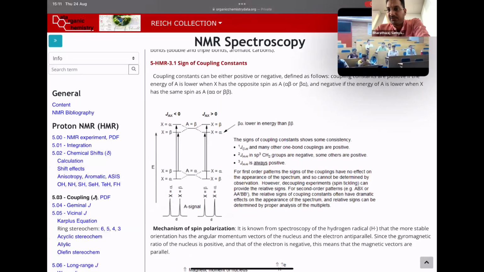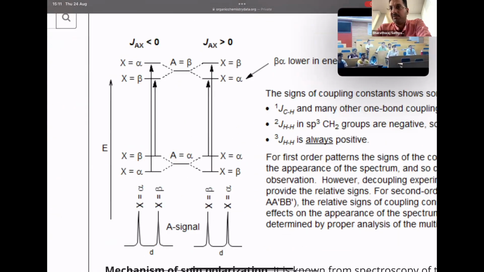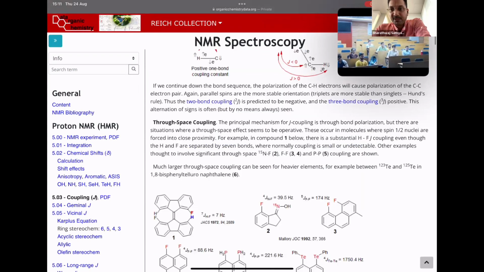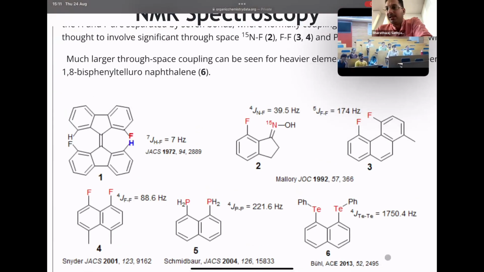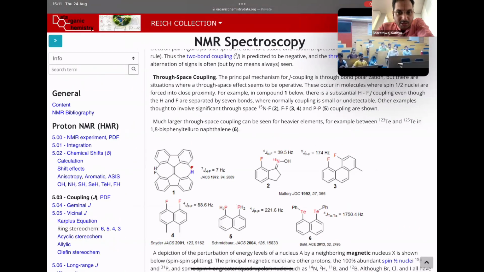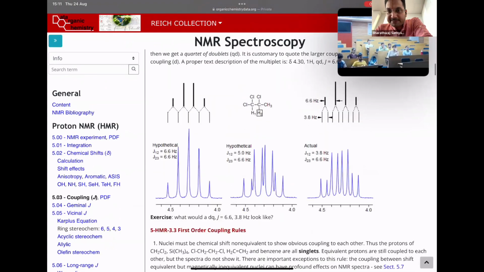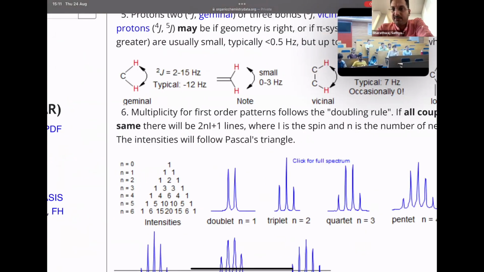So this is an example. If you take a look at it, this is a simple AX system that we solved. I hope you guys remember, for an AX system, A comes up as a doublet, X comes up as a doublet. That's the example we are seeing here. Here, they're just trying to show the magnitudes of scalar coupling for multiple bonds, and that too heteronuclear scalar couplings. So let me actually not do heteronuclear. Let's just do proton. Maybe it'll come a little later. Yeah, some first order coupling rules. This is an important thing to remember.